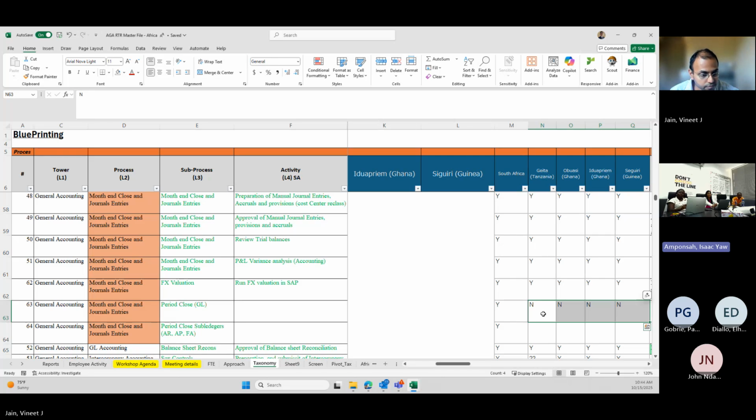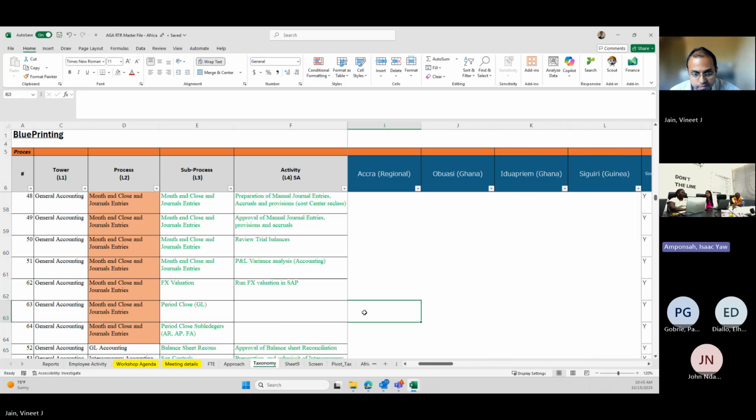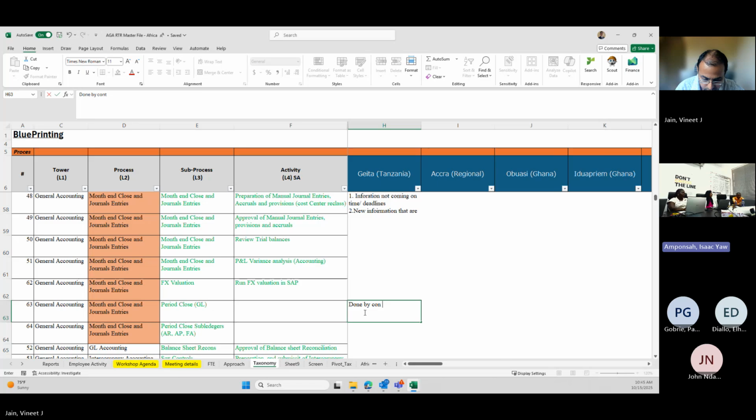So someone closes their period in a manual way. In SAP, yes. But it's done by controllership. It's not done by this team. Okay. Even the execution is not done by you guys. It's done by controllership. Yes. The revaluation. Yeah, the revaluation. Is it correct? And it's done by controllership.